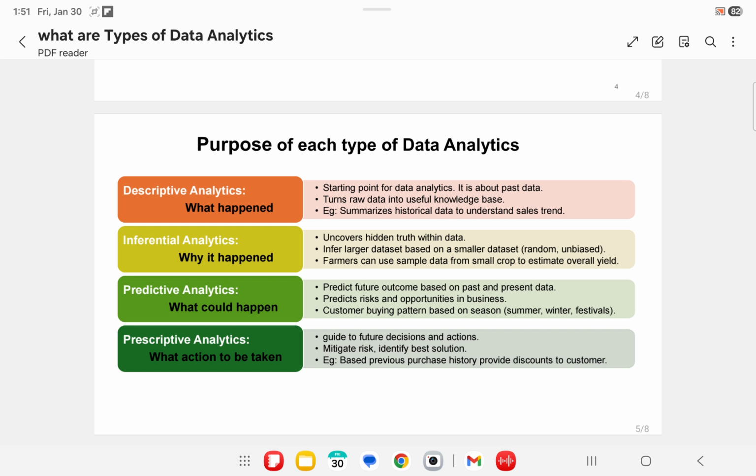Now, moving on to the fourth type of analytics, that is prescriptive. This is about what action to be taken. Prescriptive is like a GPS live map location guiding the directions. Prescriptive is about taking action on future decisions by selecting the best option. This analytics is like some good friends sharing their life experience to mitigate risk and to take action.